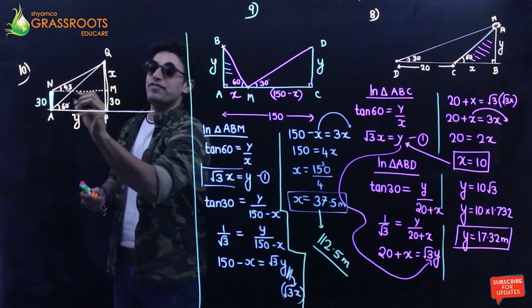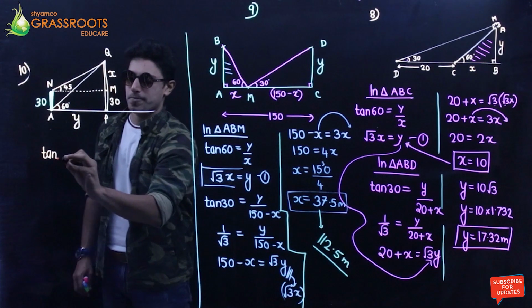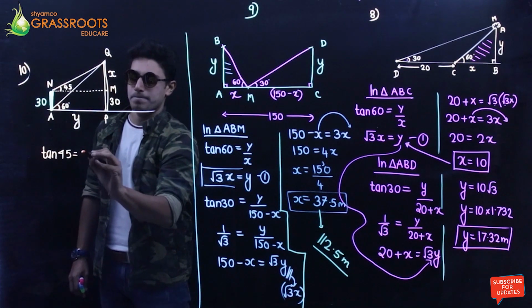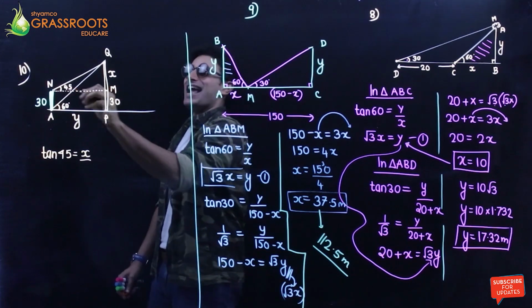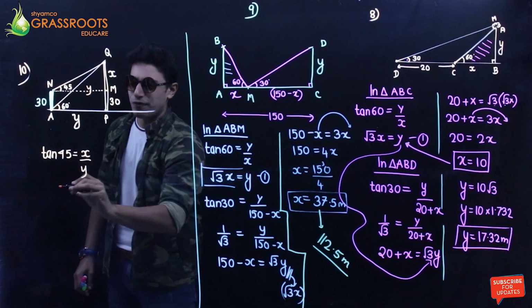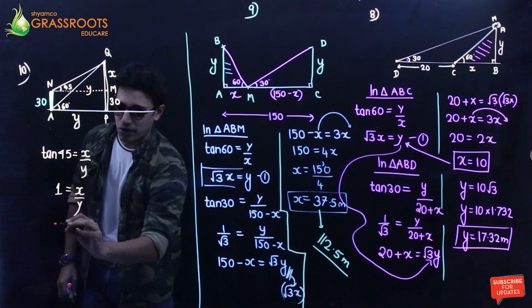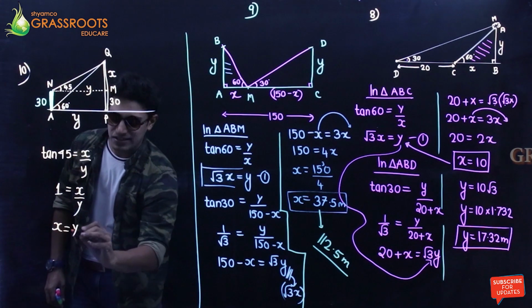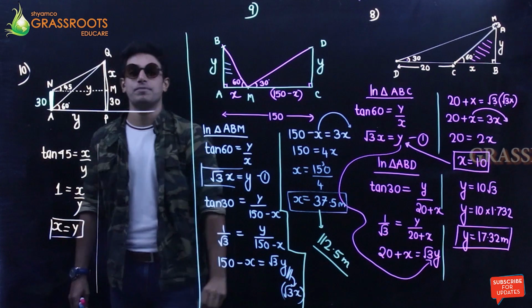Tan 45 is opposite, which is x, upon the adjacent NM. NM is y. Tan 45 is 1. 1 equals x upon y. Cross multiply. x is equal to y. Chuck. Equation number 1. Next.